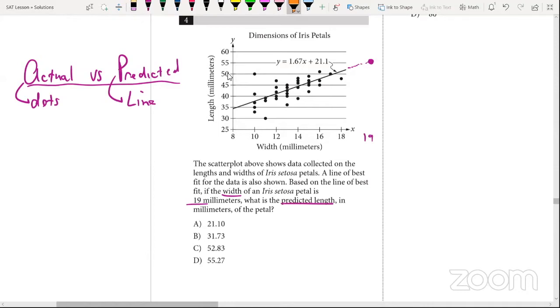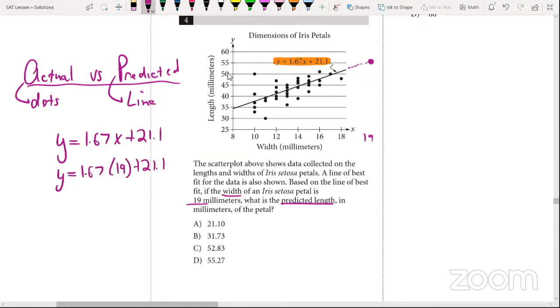But we can know for sure because we were given the equation. So in other words, what's the height going to be when x is 19? What's the y value going to be when x is 19? So we'll take the original function and we'll put in x equals 19. And we'll go ahead and solve that. 1.67 times 19 plus 21.1. And that gives us 52.83. So the answer number 4 is going to be C.